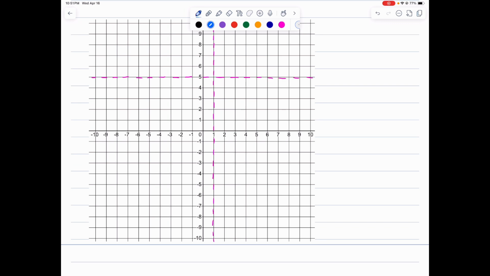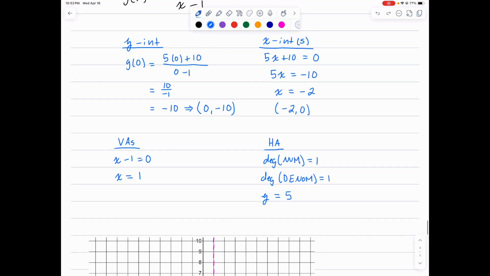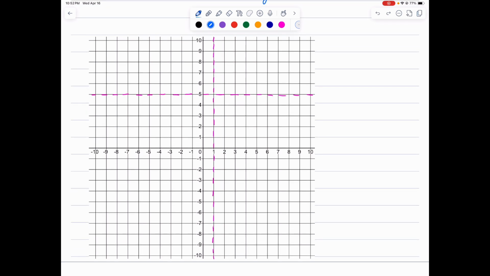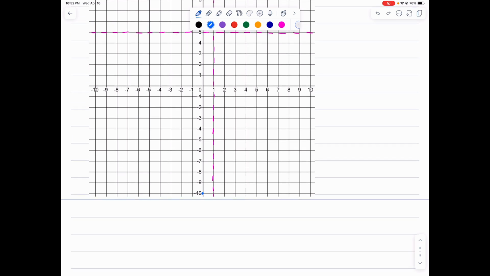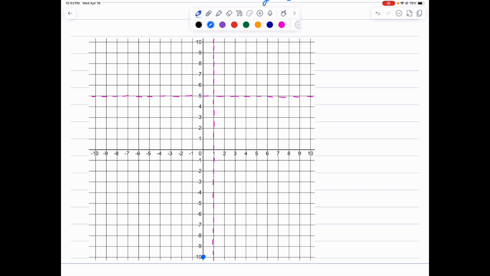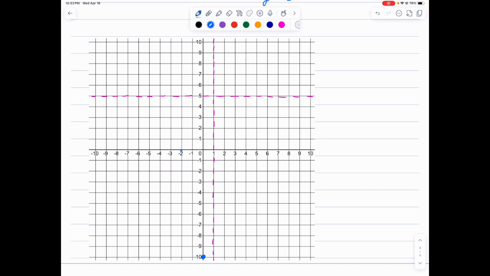Okay. So now, again, we're at the problem where does it go like this or does it go like this, right? So let's put in our y-intercept and our x-intercepts. So we have a y-intercept at 0, negative 10. So right here, I have a y-intercept at 0, negative 10. And then we had an x-intercept at negative 2, 0.